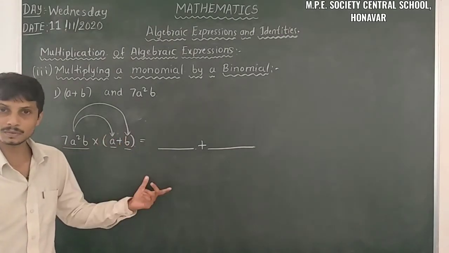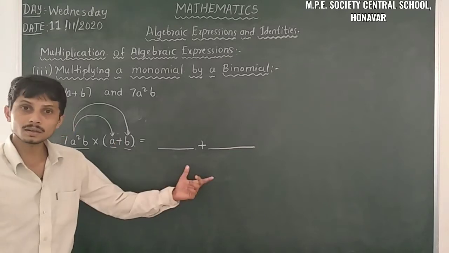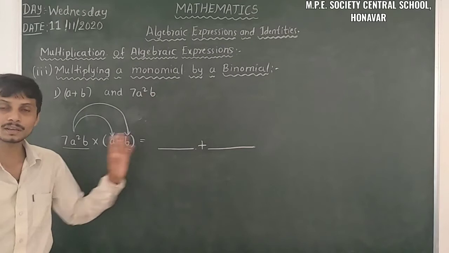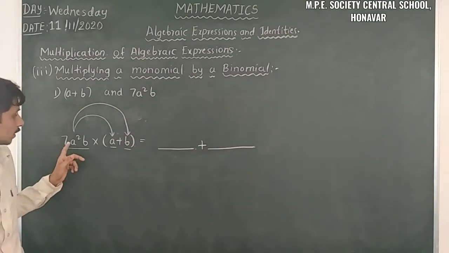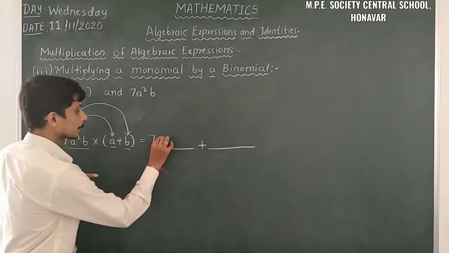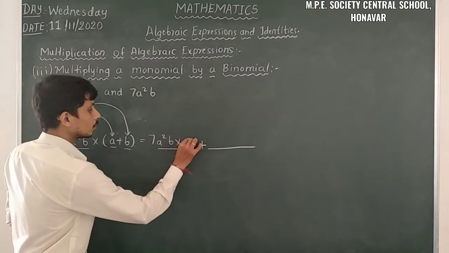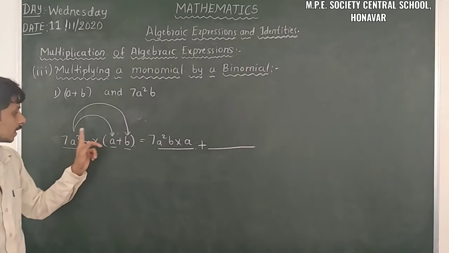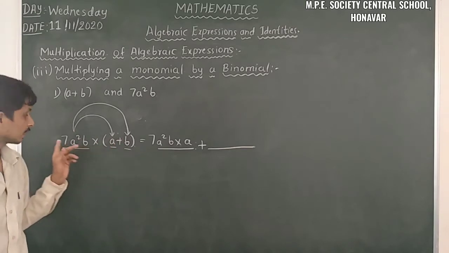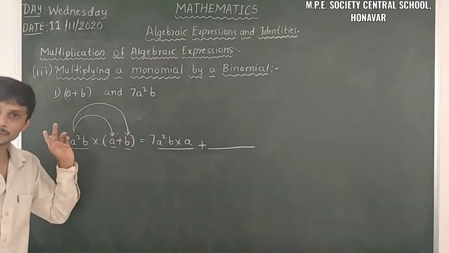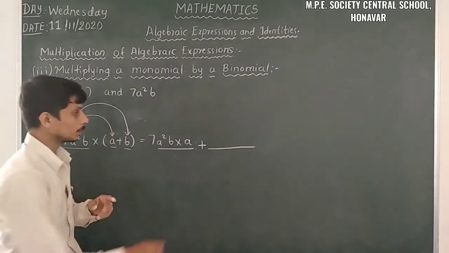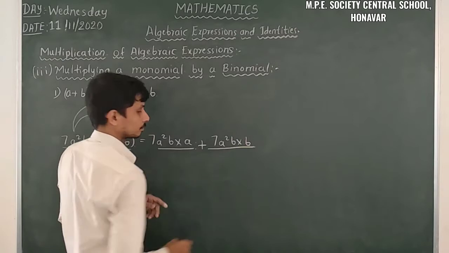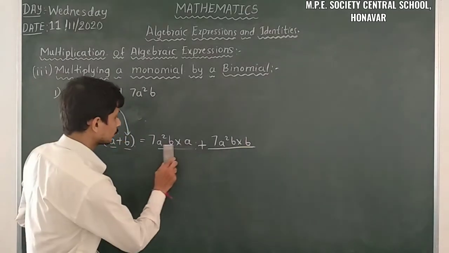The step is the same for all the examples of multiplying a monomial by a binomial. Here it is. So 7a square b into a, and 7a square b into b, that is plus and plus into plus only, plus 7a square b into b.